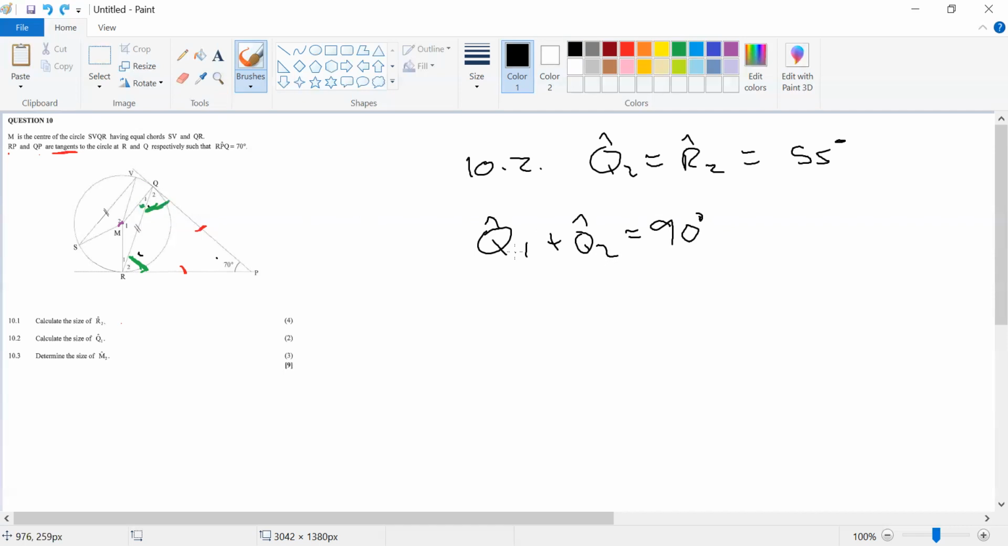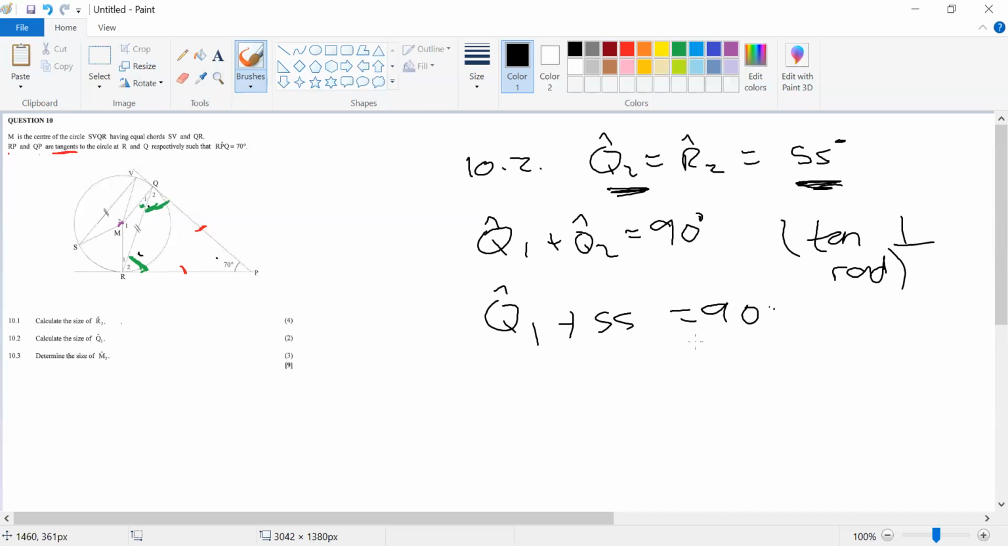From here, we know that Q2 is equal to 55. Let's write the reason, which is tangent perpendicular to radius. Now all we have to do is simplify, because we know Q2 is equal to 55. We substitute it here and say Q1 plus 55 is equal to 90, so Q1 is equal to 90 minus 55, which is 35 degrees. So that is question 10.2 done.